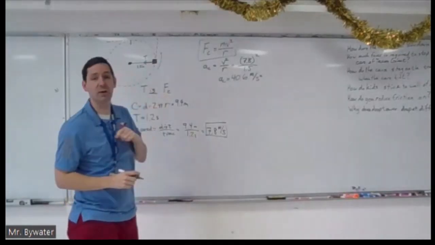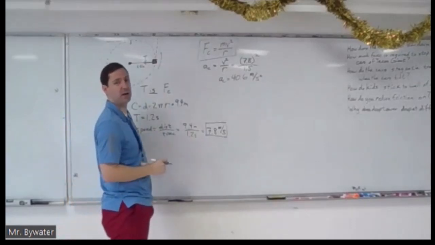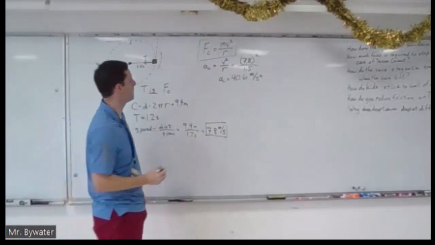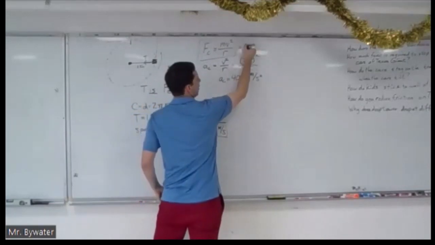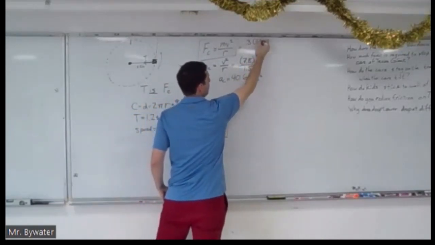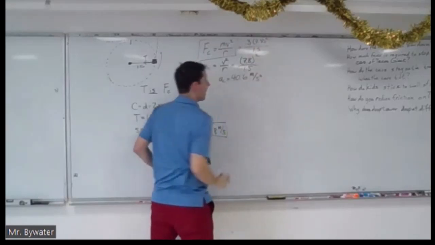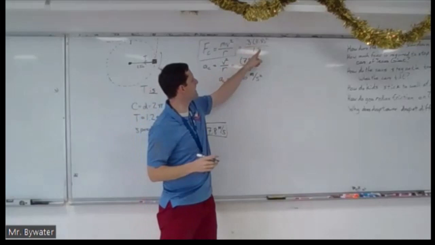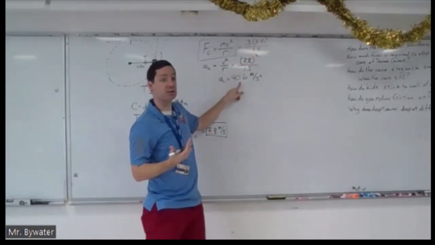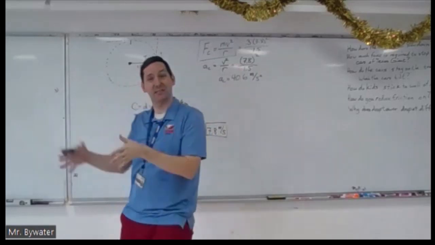Well, we can get that by doing mv squared over r. We will need the mass of the monkey, which is about 300 grams or 0.3 kilograms. And so we'll just go 0.3 times v squared over r. Now, you may have noticed that, oh, I already did that. That's this number right here. So yes, you could just do 0.3 times 40.6, force equals mass times acceleration.